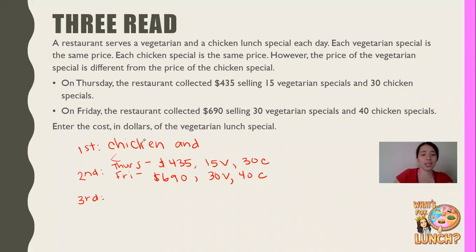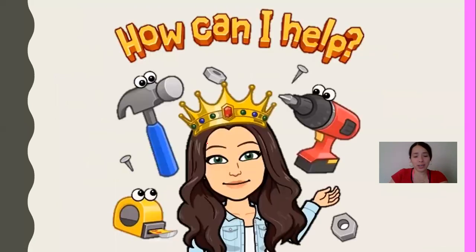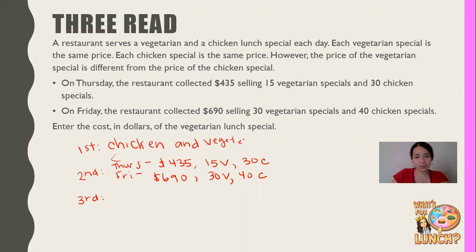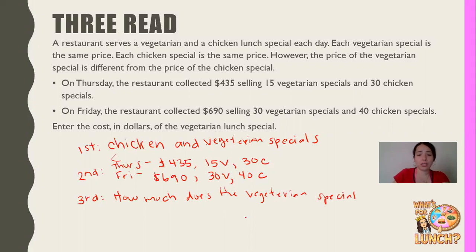So what is this problem about? We have that the first read is chicken and vegetarian specials. Oh, I was about to write it. I know that looks messy. That's supposed to be an R and it looks like a V for some reason. We have our math information, and remember that our third read, that's how we answer the question, well, what is this asking us? And if we look, it says enter the cost in dollars of the vegetarian lunch special. So it's asking, and sometimes we have to come up with our own question, how much does the vegetarian special cost? And that is what we're going to have to figure out next time.